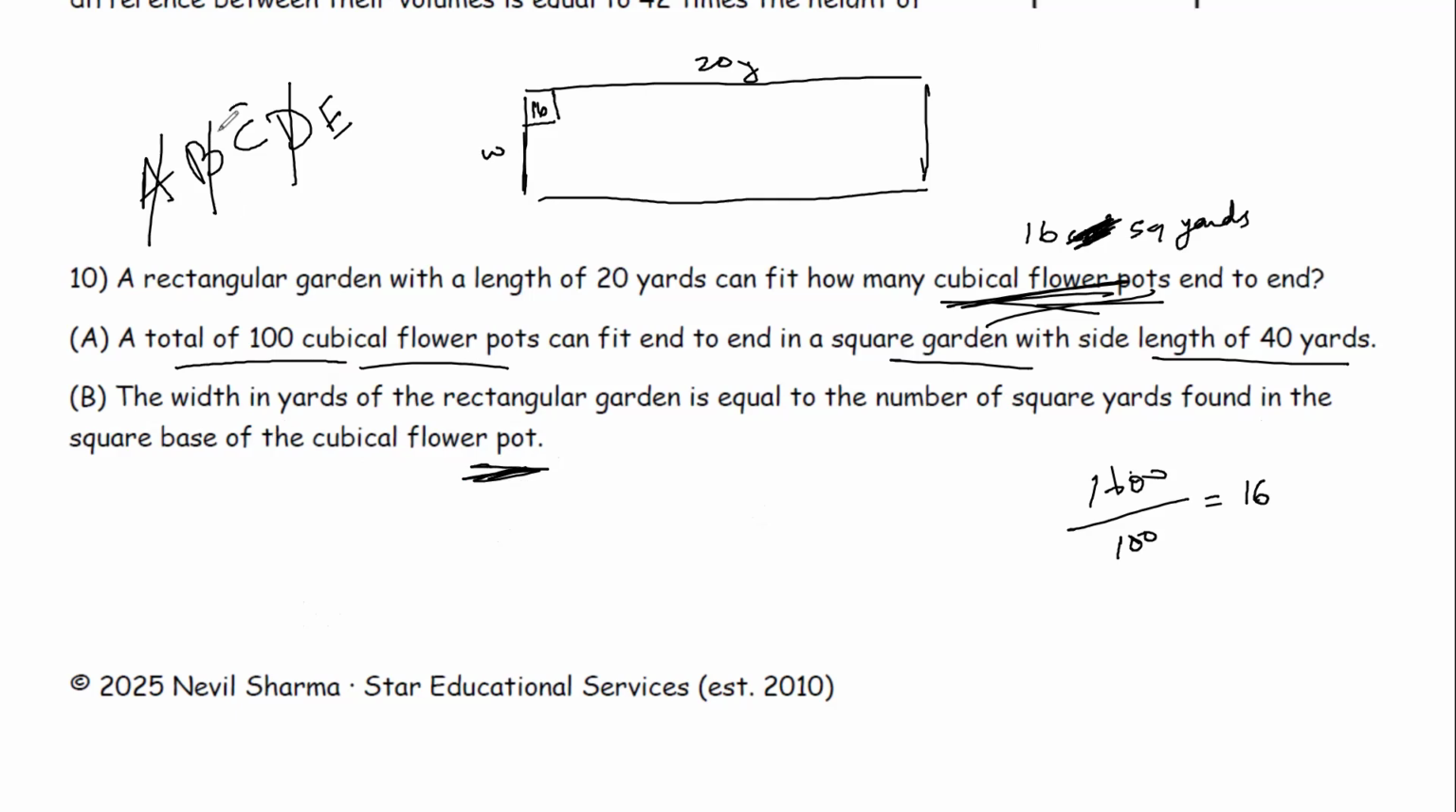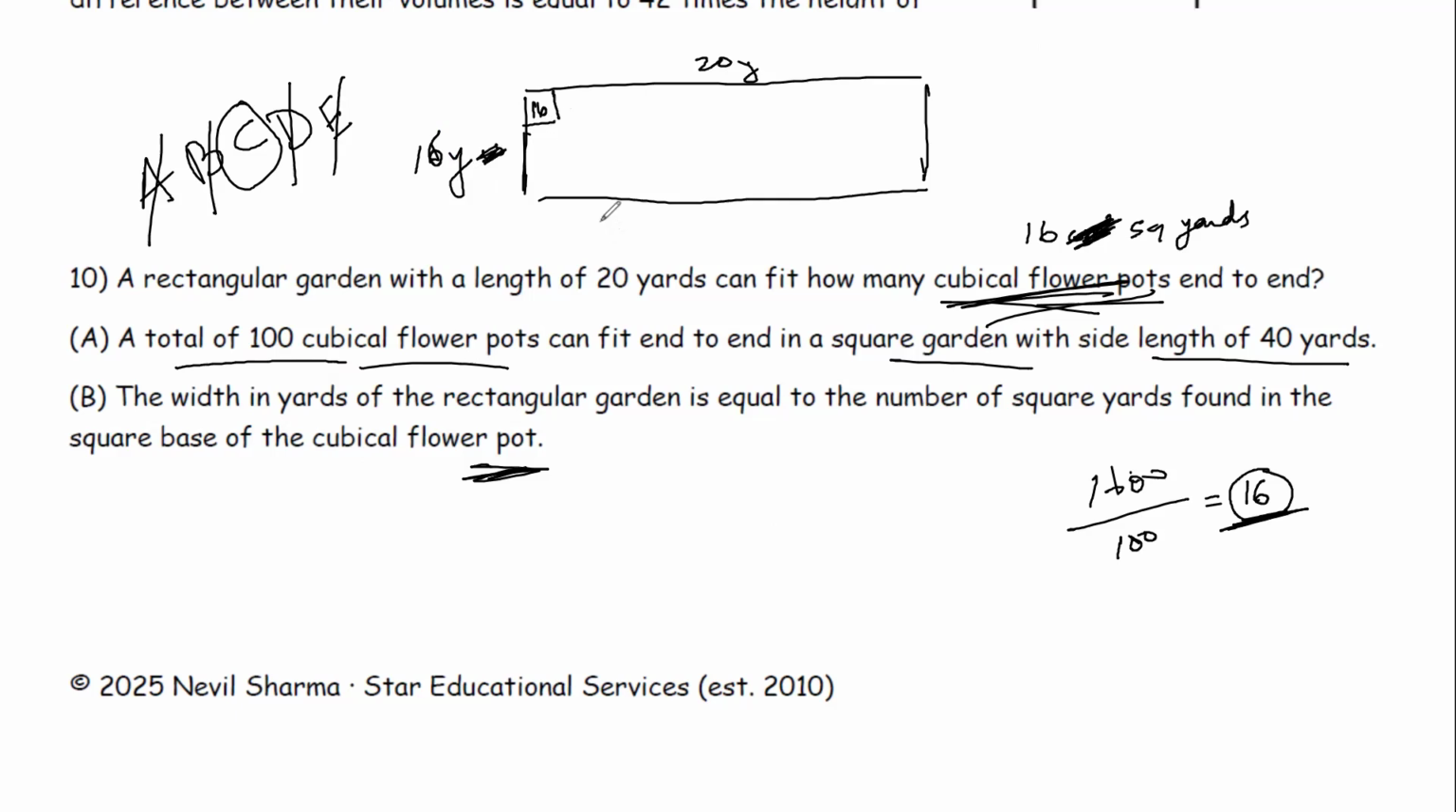But when we take both statements together, we get an answer. How? Taking both statements together, we know that the cubical flower pot has a base area of 16. And we also know that the width in yards of the rectangular garden is equal to the number of square yards found in the square base. So we know that this is the same thing as 16 yards. All right. So now I know that I have a garden with 20 yards by 16 yards. And how many of these 16 square yards would fit in, right?